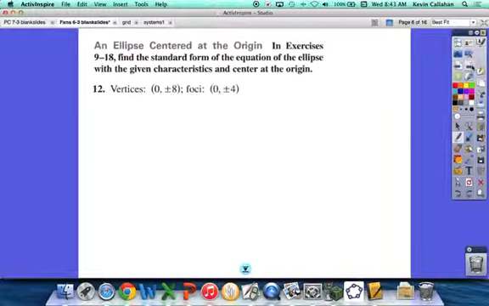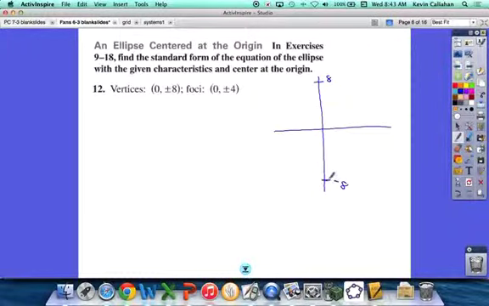So this one says, find the standard form of the ellipse with the given characteristics. The center is at the origin. Now, they didn't actually ask us to graph it. They just said the center is at the origin, find the equation. But it helps to sketch a graph. Let's see, the vertices are at 0, plus or minus 8. So that's 0, 8, and 0, negative 8. Here's 0, 8, and here's 0, negative 8. Those are the vertices.